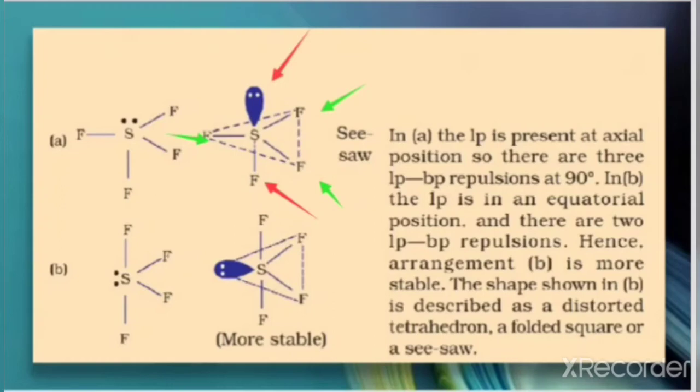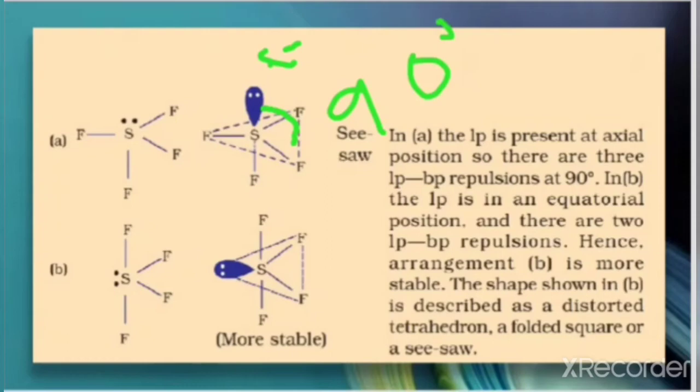So lone pair-bond pair repulsion is there, and bond pair repulsion is there. Because the lone pair-bond pair repulsion is greater, the lone pair will try to occupy such a position where it gets the maximum angle. If it is on the axial position, the angle will be 90 degrees with the plane. That means the lone pair is occupying 90 degrees with the plane.